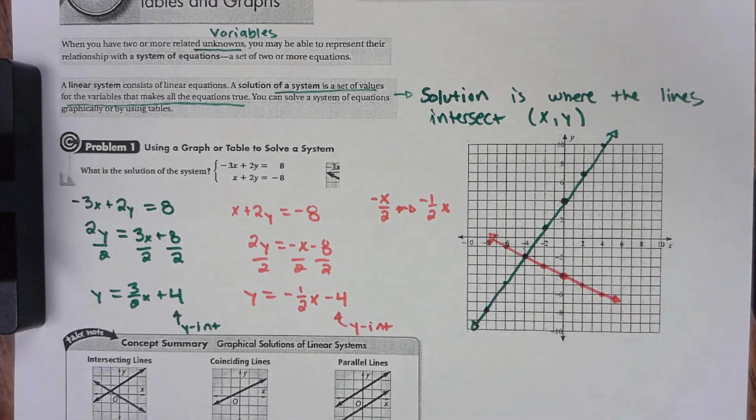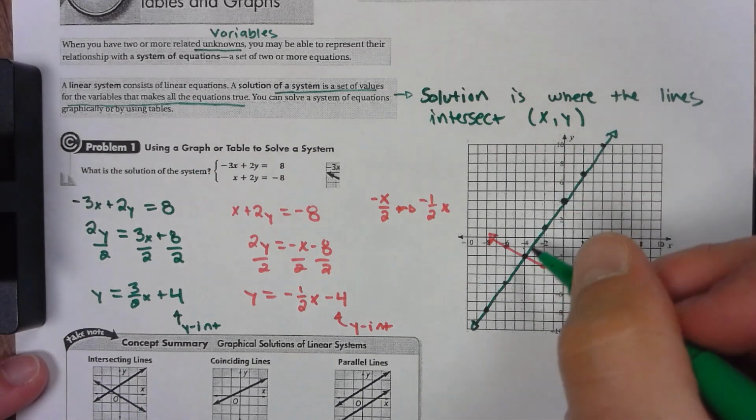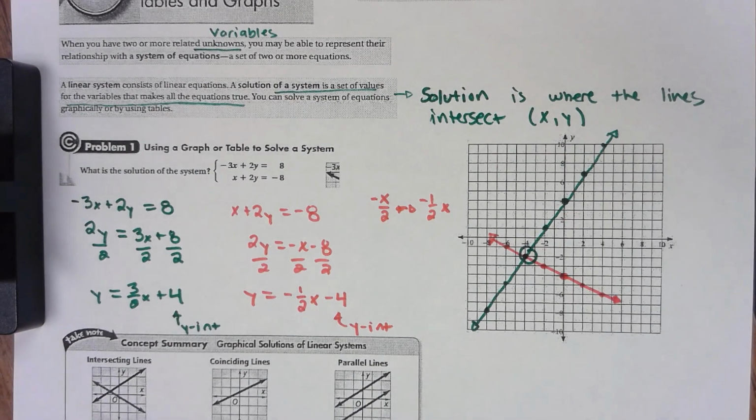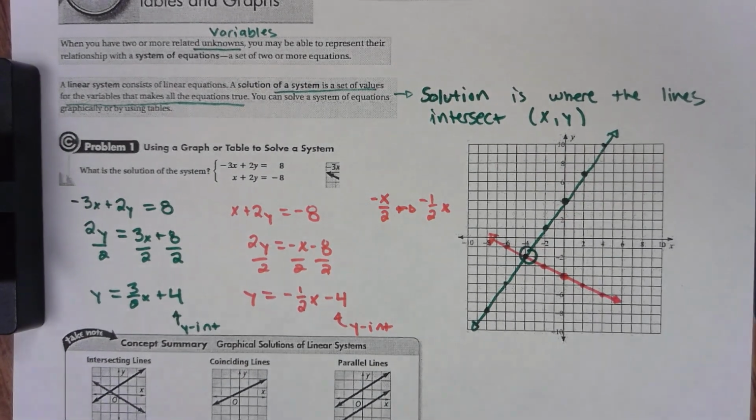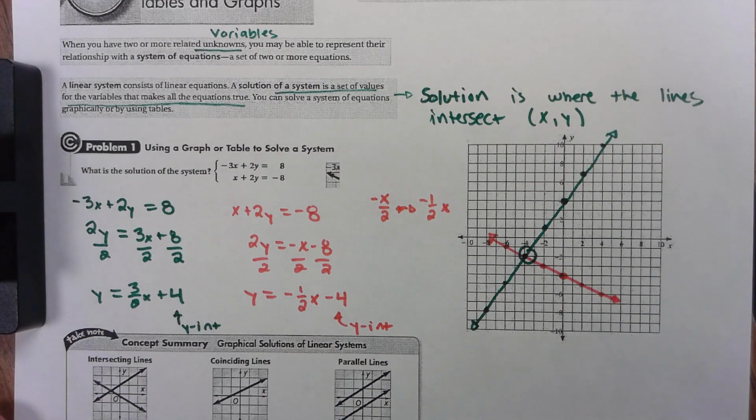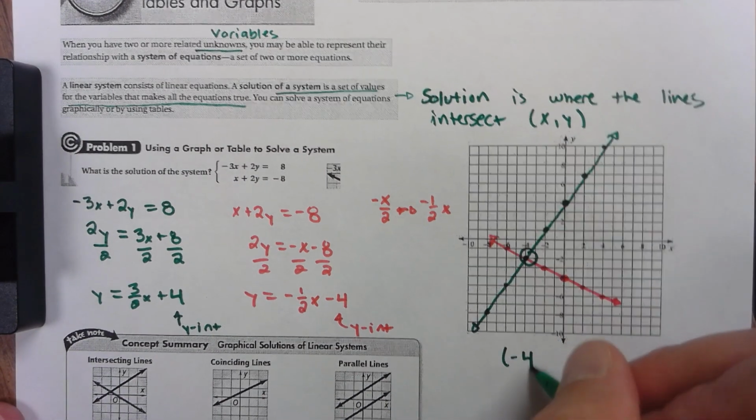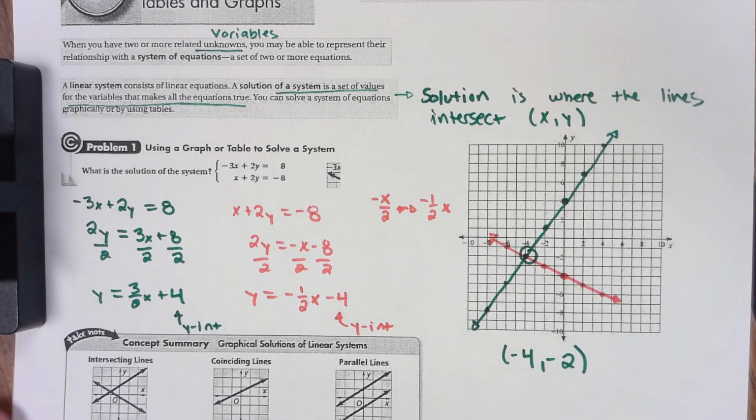And that's really as far as we need to go, just as far as possible to find the point of intersection, which these graphs intersect at -4, -2.